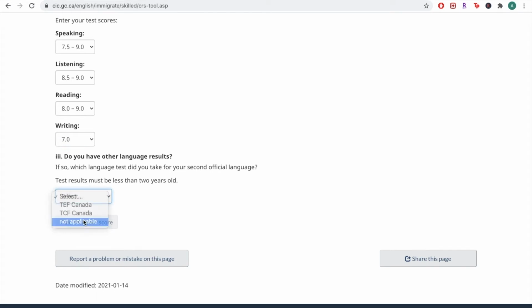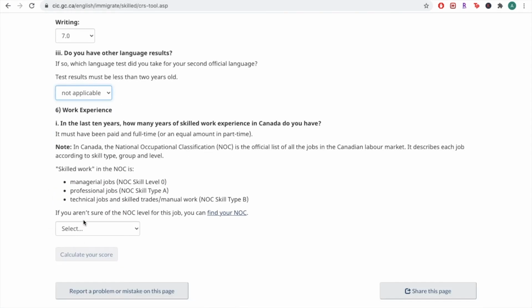So I'm going to put not applicable. So the next segment is based on work experience. I'm going to use my foreign work experience, since this one is more tailored towards people who are outside of Canada, who would be applying majorly with the federal skilled worker stream. That is with foreign work experience.